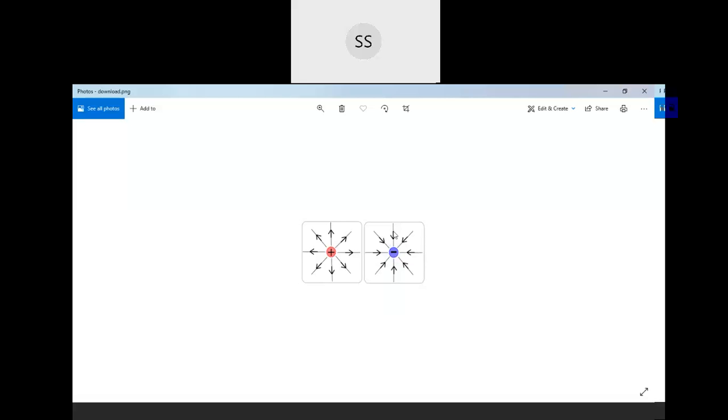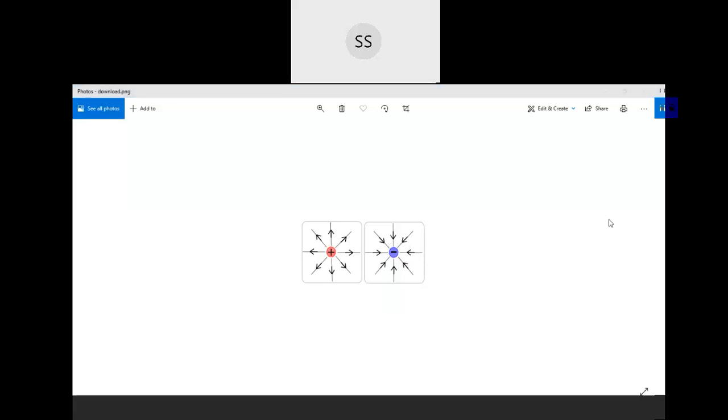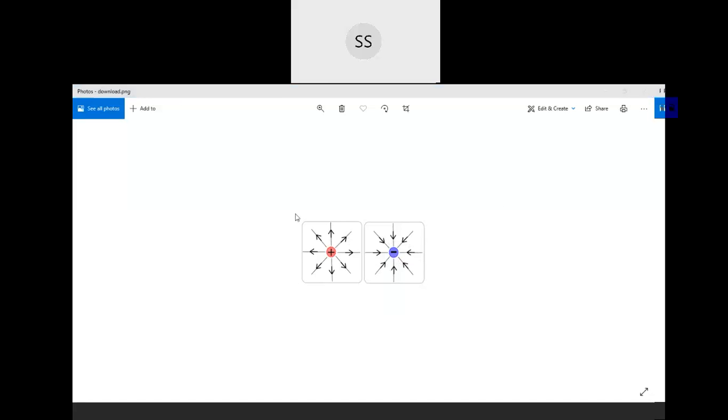So see here, when you take the negative source charge it gets attracted inwards, so the direction will be inward in some straight lines. These lines are called electric lines of force. For a positive charge the electric lines of force are outwards, and for a negative charge the electric lines of force are inwards. These are the directions.